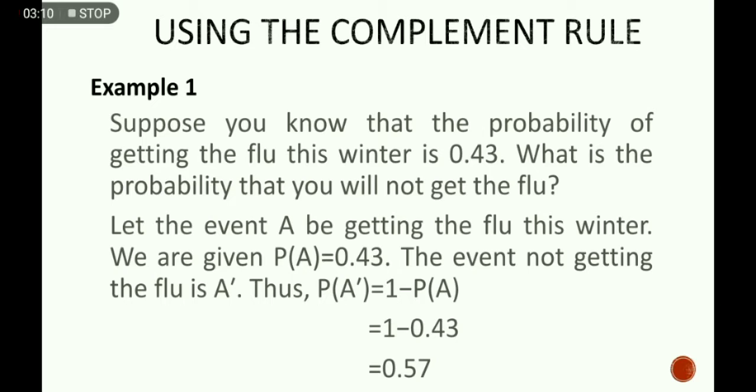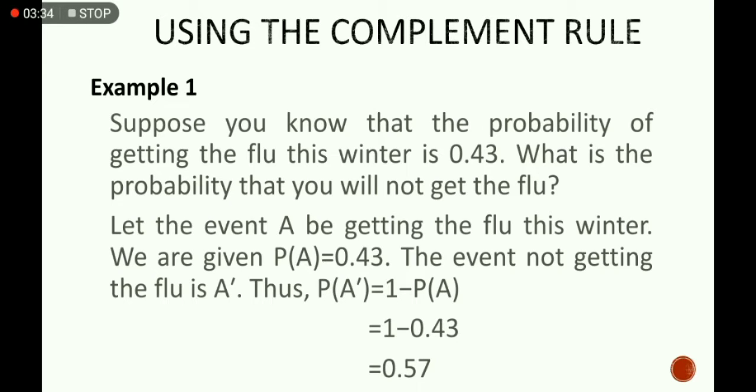So we have example here para mas maintindihan. Suppose you know that the probability of getting the flu this winter is 0.43. What is the probability that you will not get the flu? So sabi dito, let the event A be getting the flu this winter. And sinabi dito na ang magkakaroon ng flu daw sa winter ay 0.43. So ang probability ng event A ay 0.43.